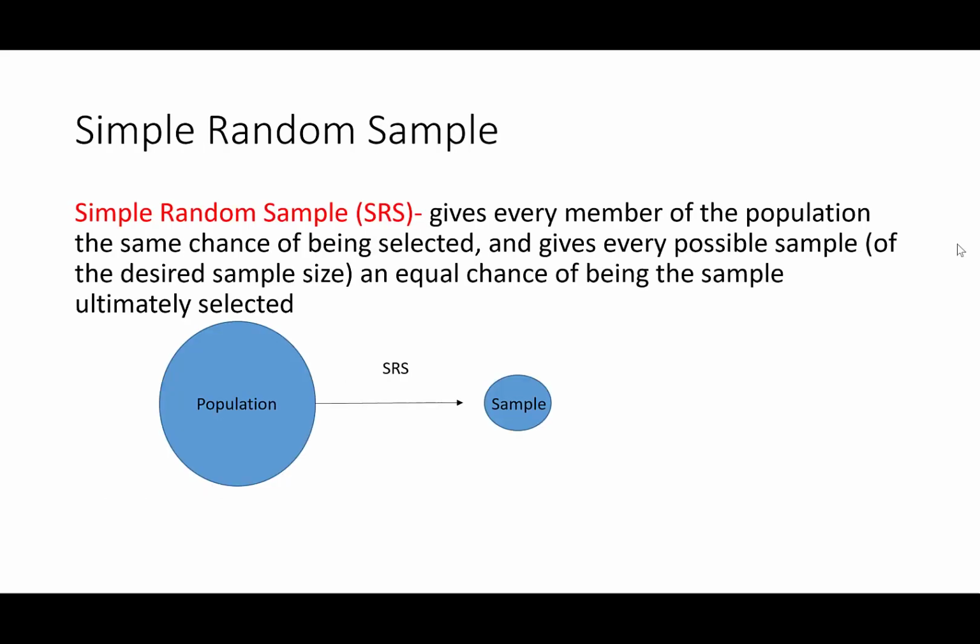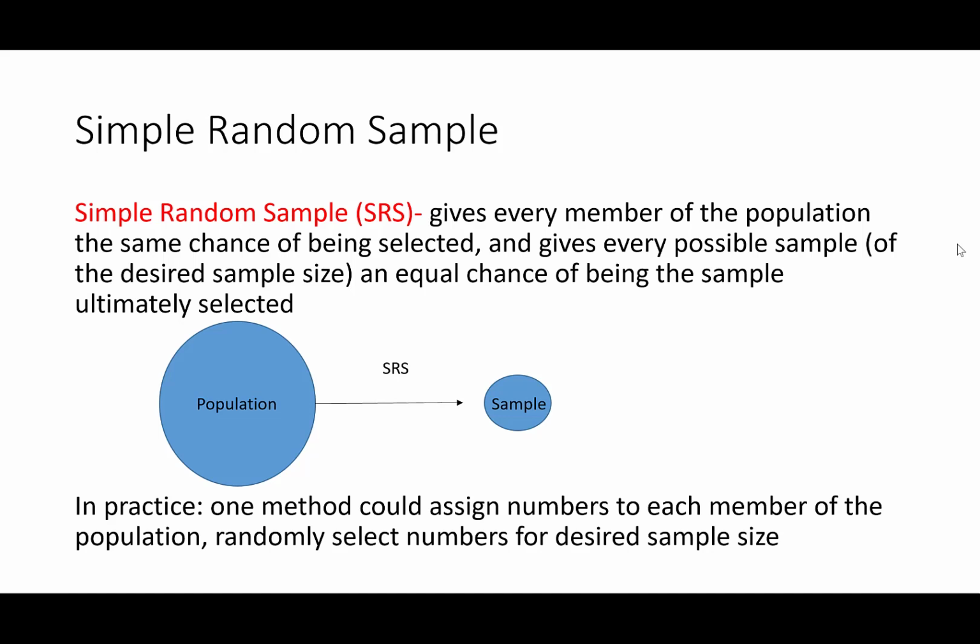So the first sampling method that we're going to learn about today is what's called a simple random sample, or SRS for short. And this gives every single member of the population the same chance of being selected. This is getting rid of any inherent bias for us. Every single person, every single U.S. voter rather, has the same chance of being selected, regardless of where they live, what their ethnicity is, what their income level is. Everybody has the same chance of being selected.